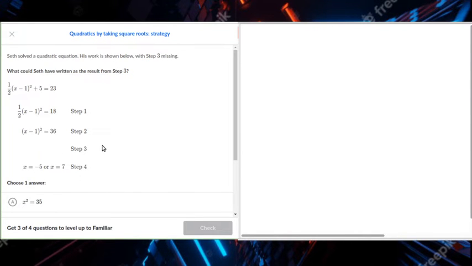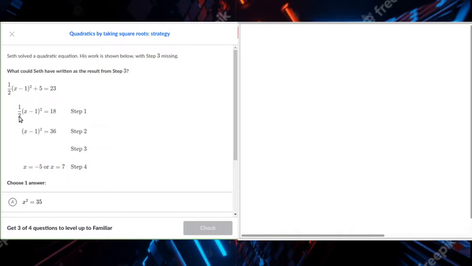Oh, okay, so we have to choose where we make errors or which step we should do next, something like that. Okay. So Seth solved a quadratic equation. His work is shown below with step 3 missing. What could Seth have written as the result from step 3? So we have 1/2 (x minus 1) squared plus 5 is 23, and then he subtracts 5 from both sides to get 18, so minus 5 from both sides on step 1.